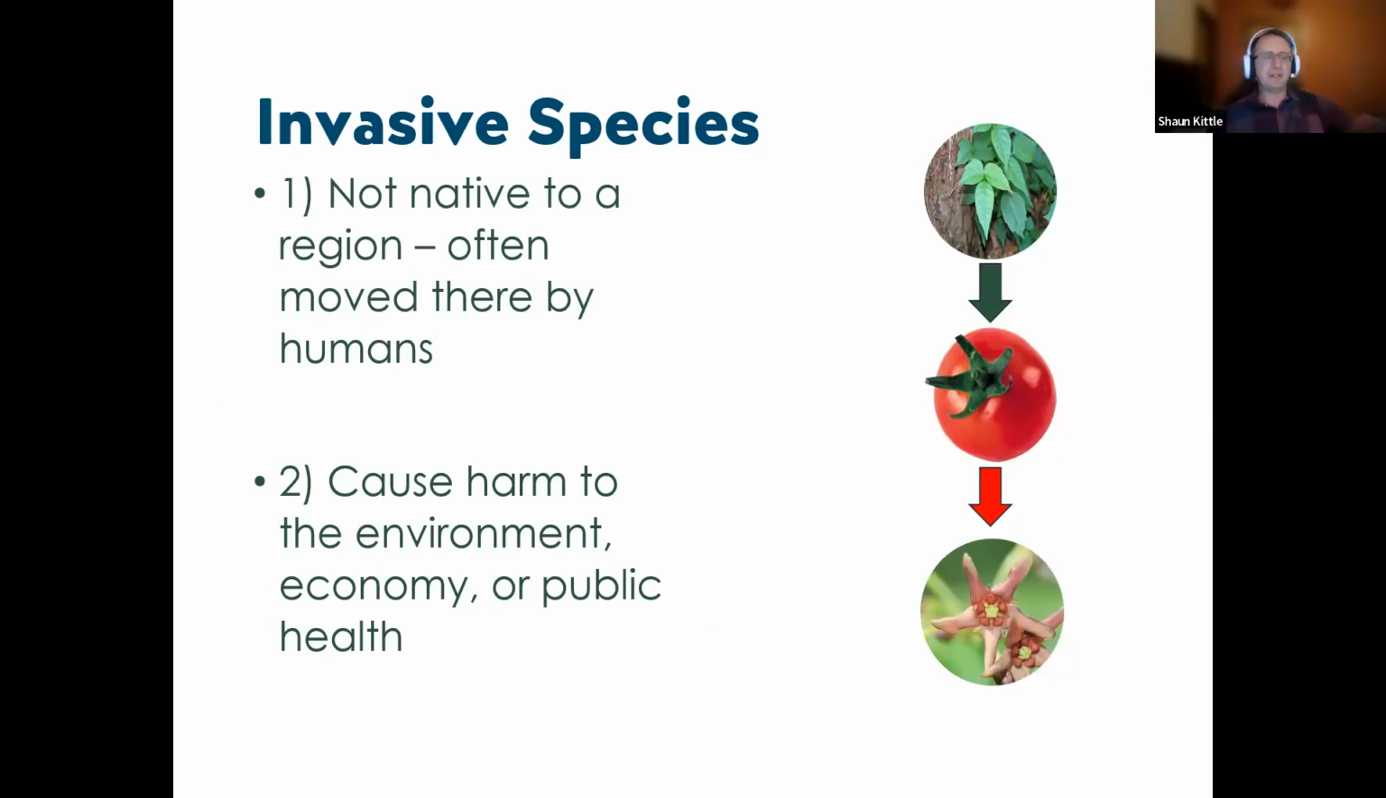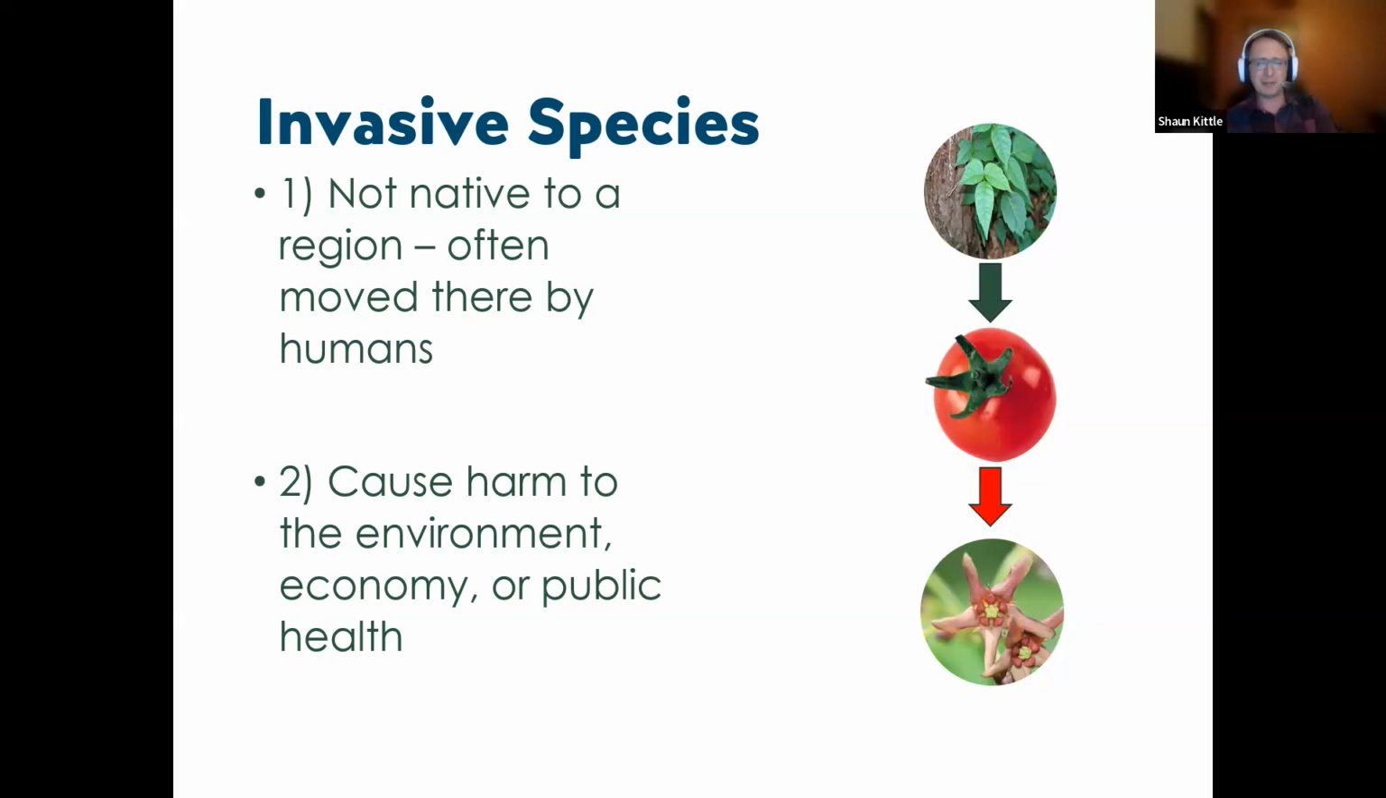All right, let's move on to invasive species. So why are some species invasive? On the right here, you're going to see 3 examples of different species. For a species to be considered invasive, it must satisfy the following. And when I say satisfy the following, I mean both. So first, it's not native to the region in question. It's often moved there by humans. Animals can transport these things, but we often find that humans are the main culprit, usually inadvertently, for transporting invasive species. And then 2, they cause harm to the environment, the economy, or public health.